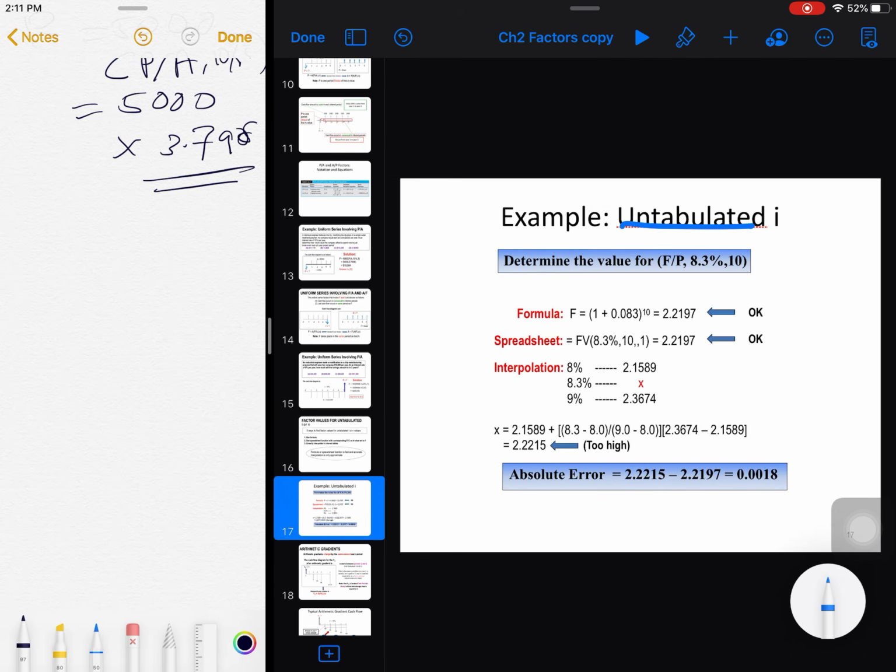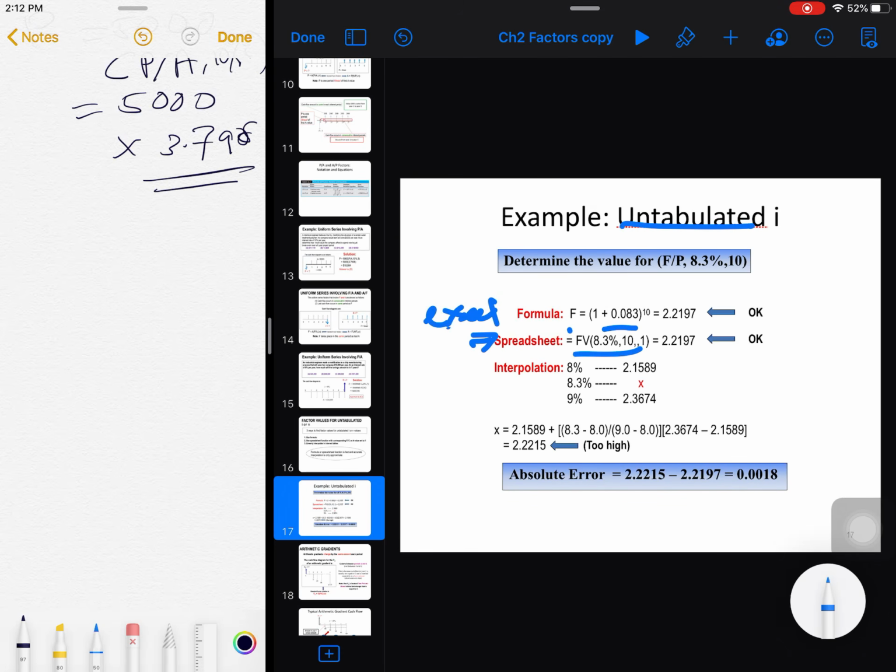So what we should do, from the equation, F equals 1 plus 0.083 to the power of 10 equals 2.2197. Okay, this is how we write it in spreadsheet, in Excel. Right, they are the same thing basically. This is just the standard formula, and this is the one if you want to solve it using Excel.